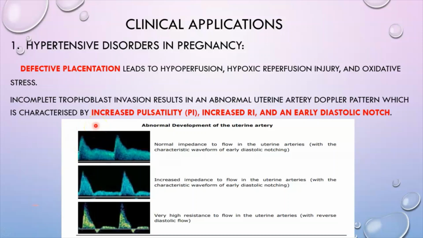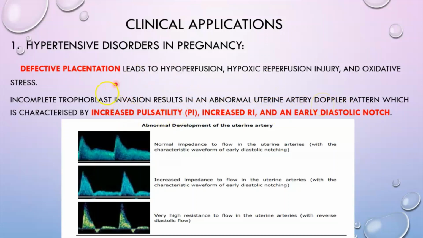Now let us study the clinical application of these Doppler in obstetrics. First is the hypertensive disorders in pregnancy. Now friends, what happens in hypertensive disorders? There is defective placentation which leads to hypoperfusion, hypoxic reperfusion injury and oxidative stress. Because of that, there is incomplete trophoblast invasion which results in an abnormal uterine artery Doppler pattern.